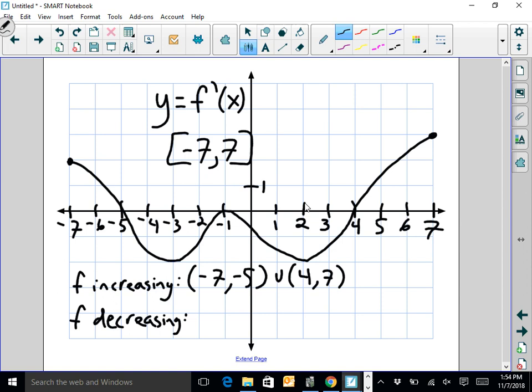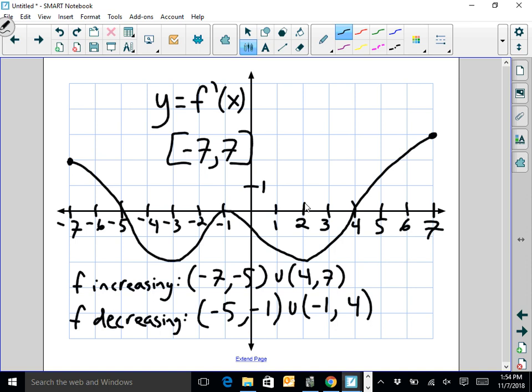So I'm going to write this as, but again, where is F decreasing? F decreases anytime F prime is less than 0. So I want to report where F prime is negative. So I'm going to say from -5 to -1, union -1 to 4. Again, labeling my x-axis there ensures that I don't make any mistakes with those numbers.